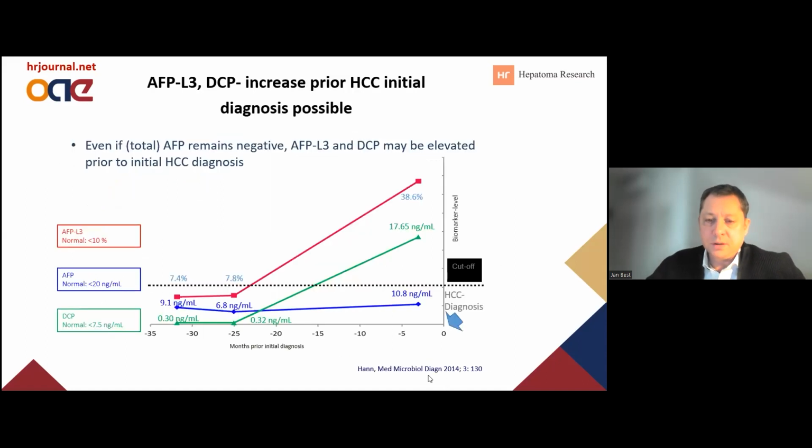In the same year, there was a prospective study of a screening cohort of patients with hepatitis B. Over a period of more than 35 months, all 3 biomarkers were measured individually. You can see that the AFP level is very constant during the entire period of measuring. Here at time point 0 was the time of HCC diagnosis in the patient. And what you could already see is that many months before the HCC could be detected by imaging procedures, the DCP and the AFP L3 were already rising. However, this was a very small patient collective, so not that representative at this time point.